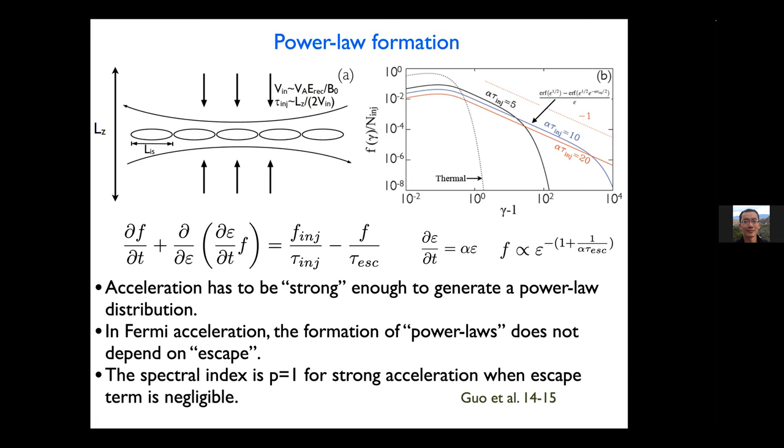The role of escape is more in determining the slope of the power law rather than the formation of the power law. When you don't have any escape and you have strong acceleration, this tends to give you roughly a minus one spectrum, which is roughly the case when we get to very, very high sigma. That seems to be the limit of these simulation results.